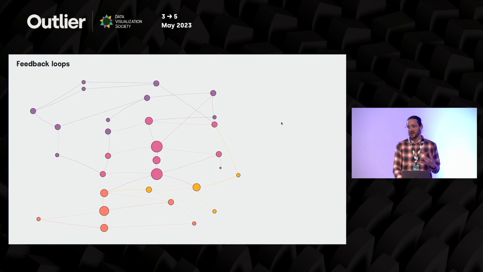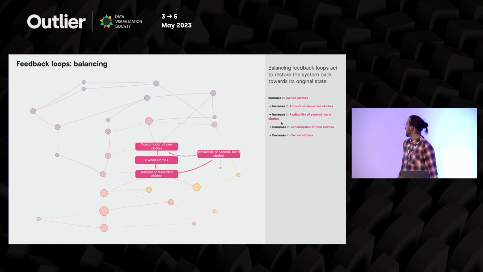But the next bit is around identifying feedback loops. Feedback loops are a key part of systems, especially when we start thinking about how we can actually make positive change within the system. So I'm going to start with balancing feedback loops. Balancing feedback loops are actually the ones that we want to see. These are the things that we see in nature all the time. And this is what happens when a system acts to restore itself back to its original state.